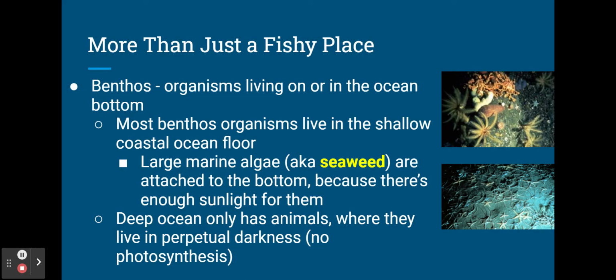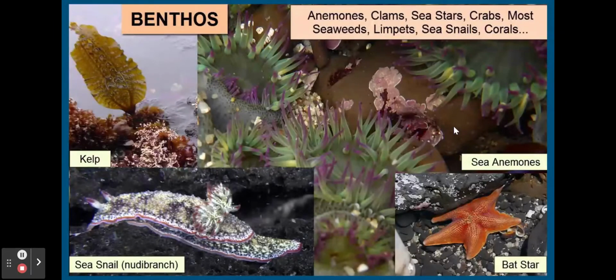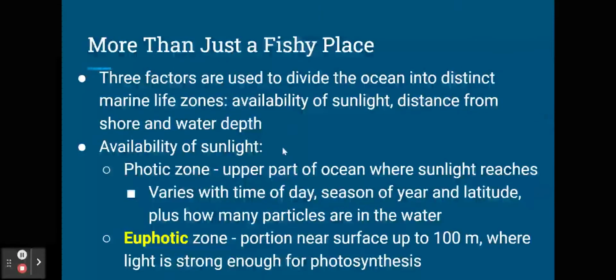Now, there is a region of the ocean that doesn't receive light. In that deep ocean, it only has animals because there's no light, so you don't get any photosynthesis. These organisms live in perpetual darkness, like in the pictures here. The light is being provided by humans so we could take pictures. These are some examples of organisms that live in the benthos: kelp, sea snails, sea anemones, bat stars. These are all in tide pools, so these are surface dwellers.